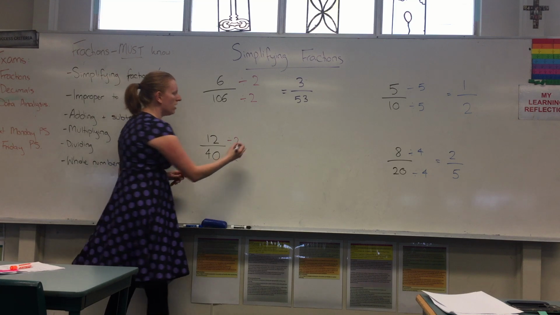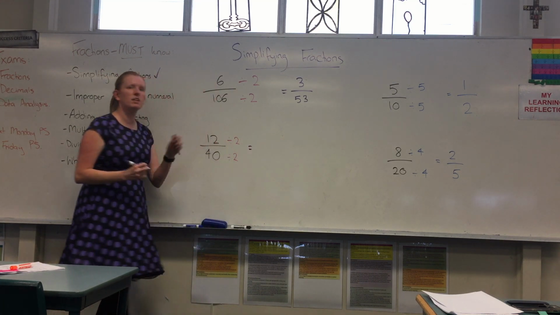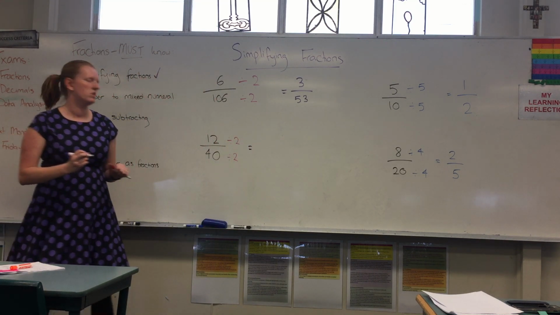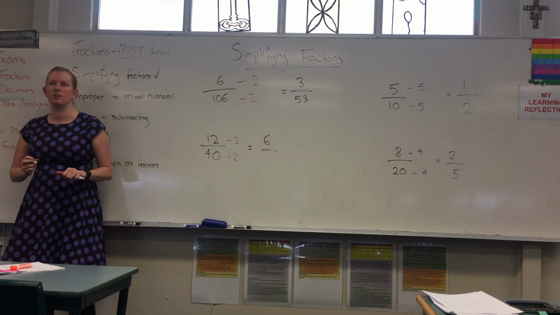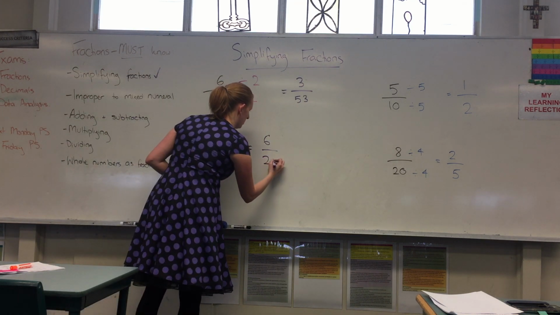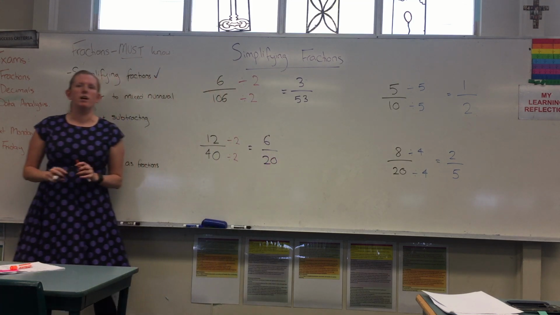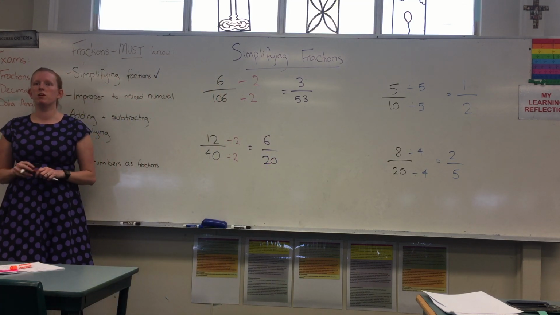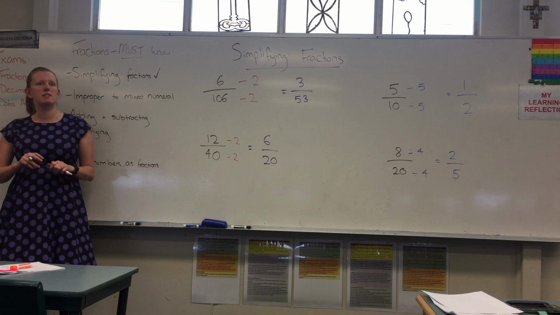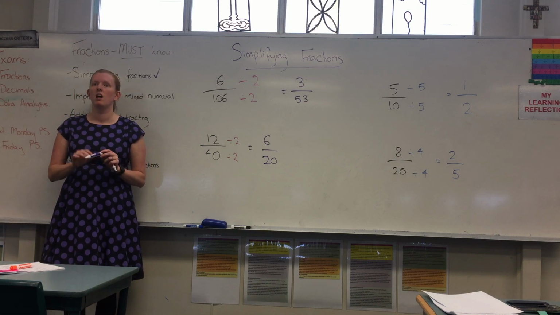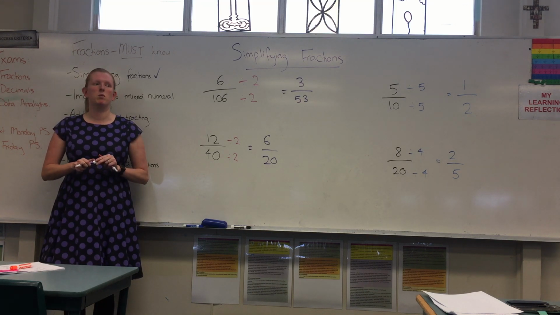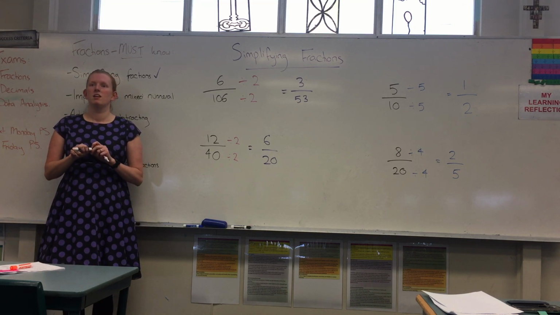Awesome. Alright, so how many 2s fit into 12? 6. How many 2s fit into 40? 20. Alright. My top and my bottom are both even still. So what does that mean as far as continuing? I can simplify it one more time. Why? Because it's 2 even numbers.